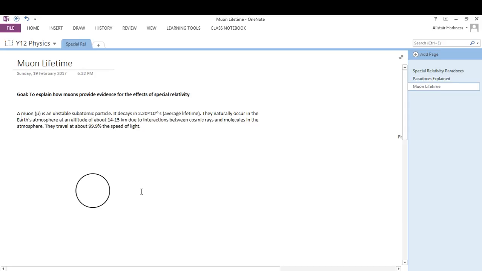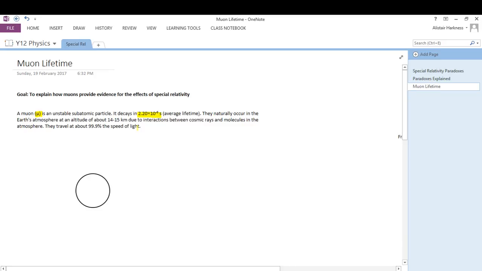So muons are a subatomic particle which decay with a very short average lifetime of 2.2 microseconds. So I might just highlight that. That's important. We often use this symbol for the muon, the Greek letter mu, so you might see that a bit. And they naturally occur in the Earth's atmosphere because of cosmic rays which interact with molecules at a height of about 14 or 15 kilometres above the Earth's surface.